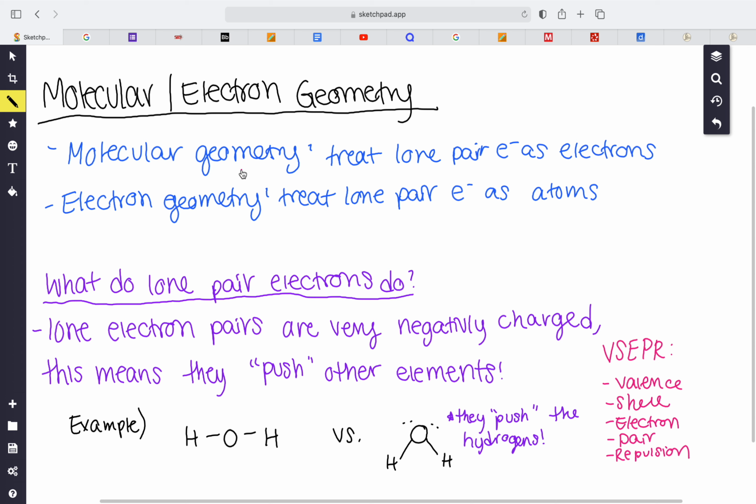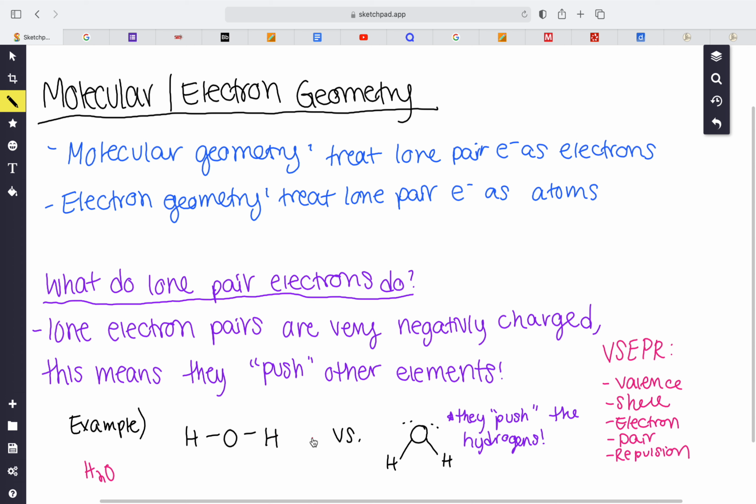So with molecular geometry, you're treating the lone pairs as electrons. So what do lone pair electrons do? The lone pair electrons are very negatively charged, so they actually end up pushing the other elements. So if we were to draw something like dihydrogen monoxide or good old water, H2O, your first thought is to draw it like this before you add on those lone pair electrons, of course.